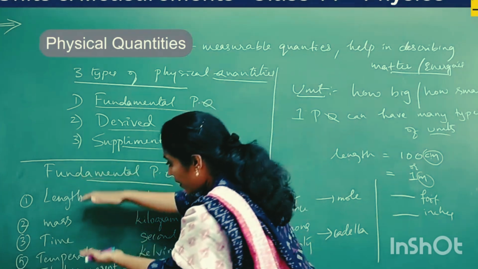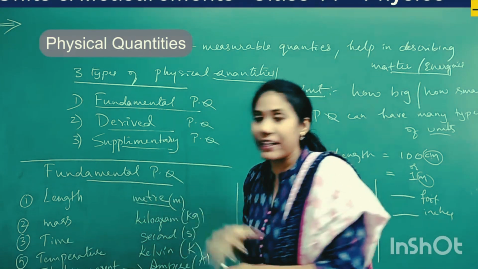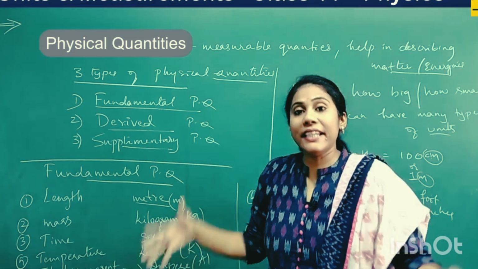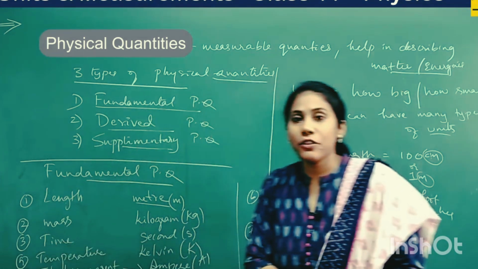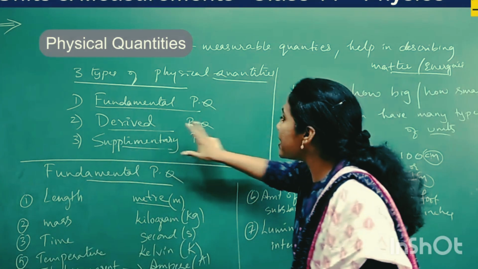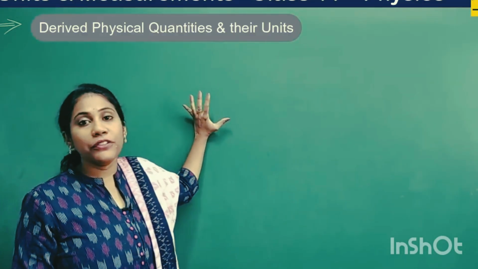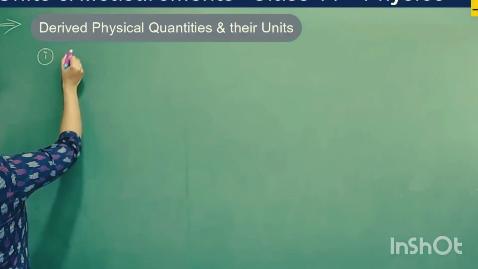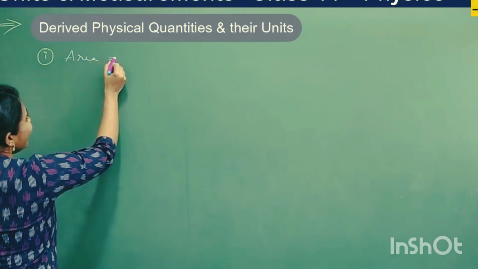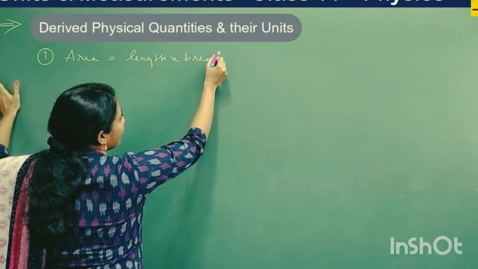From these fundamental physical quantities, there are many other quantities which are derived. So we can derive many other measurable properties from these basic properties. So let us go for derived physical quantities and their units. See guys, observe a few of the derived physical quantities and their units that you frequently use in physics. So the first one is area, right? So what is area? Area we generally call as length into breadth, right?